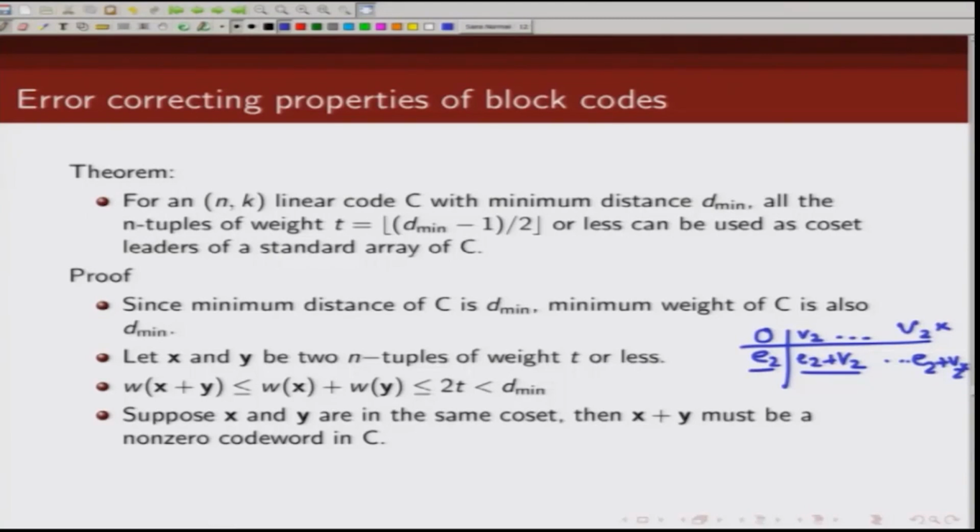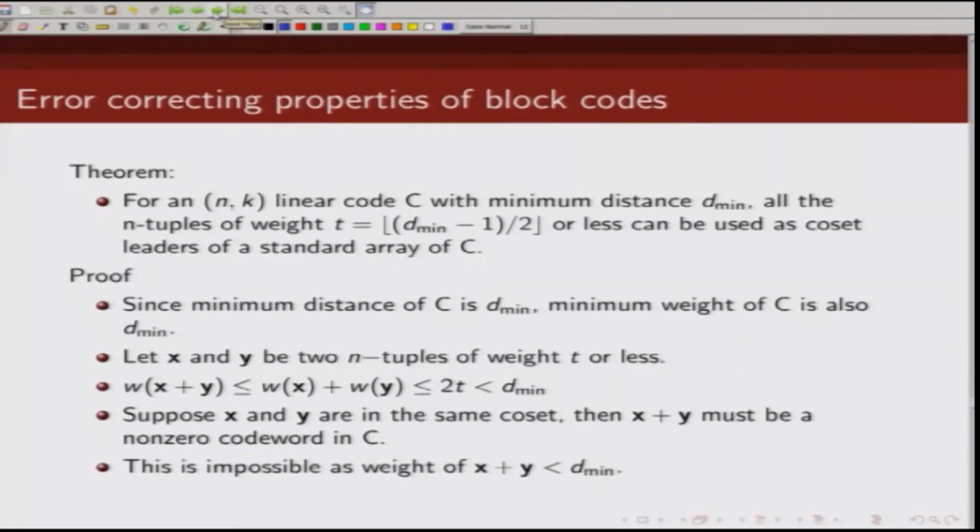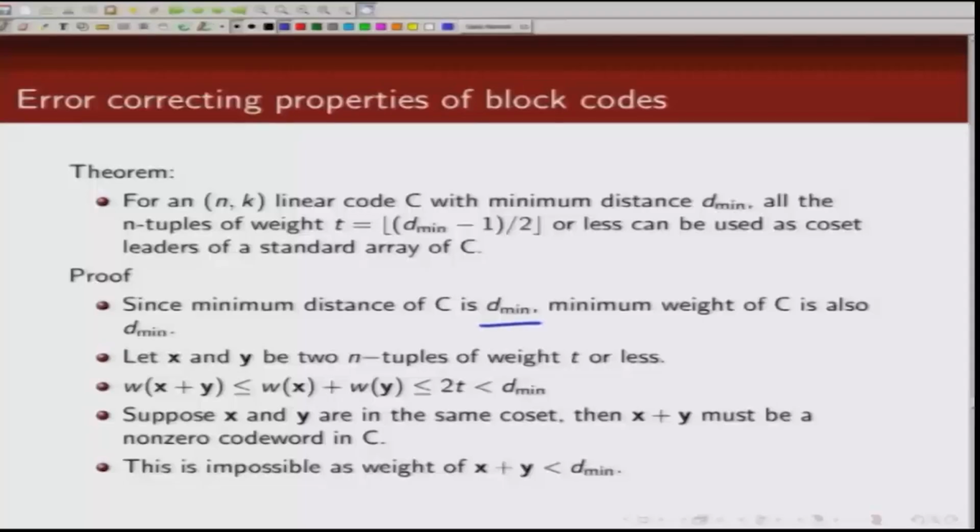So, if we take any two elements in the same coset and we add them up, we are going to get a non-zero code word. So, if x and y are in the same coset, then x plus y must be a code word. This is impossible. Why? If x plus y is a code word, then what is the minimum distance of x plus y? The minimum distance of that must be d min.